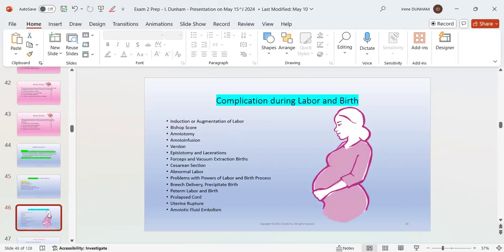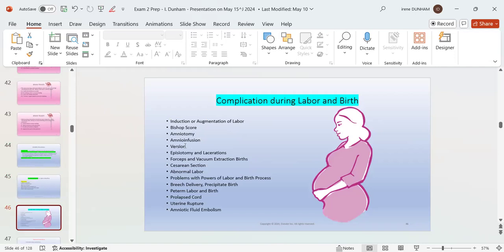Let's move on. These are some complications that can evolve during the labor and birth. Okay, so we got your induction or augmentation of labor we just discussed. We talked about the Bishop score. Amniotomy is rupture of membranes. Whenever you assist in an amniotomy, you always want to make sure they've got plenty of Chux underneath the patient because they're going to break a bag of water. You always want to check fetal heart tones. Okay, and you always want to make sure that the cord didn't come down along with the rupture of membranes.